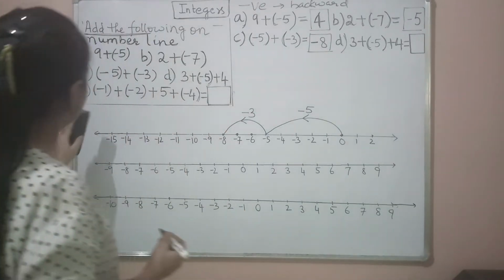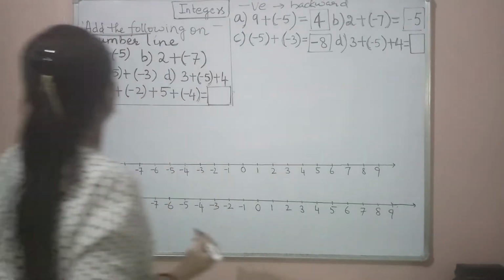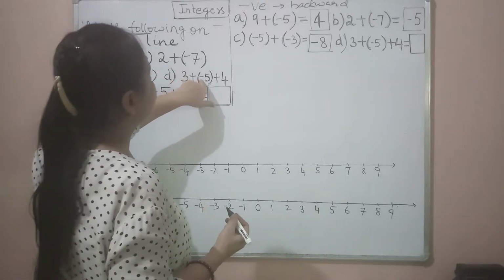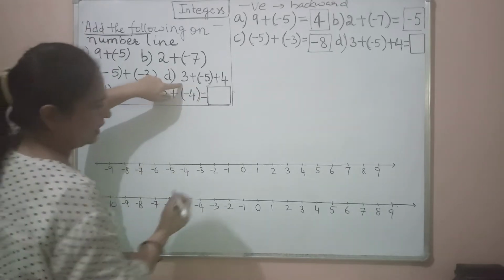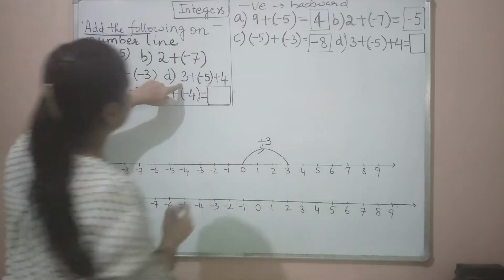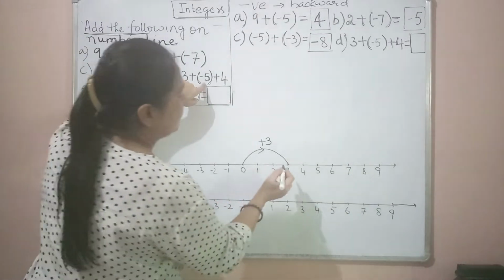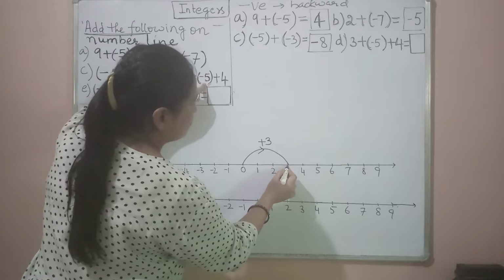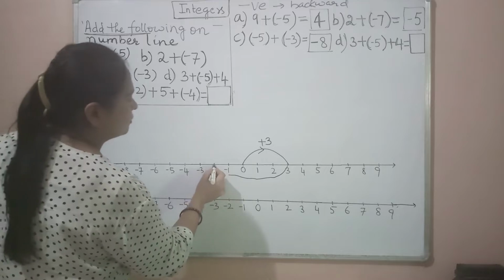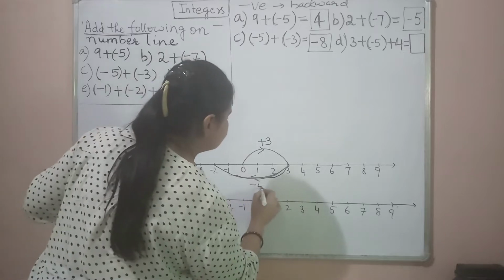Now let us do the next one, D part. D part is 3 plus minus 5. That means the first is 3. 3 means you have to reach 3 steps forward. This is plus 3. Then minus 5. Adding minus 5 to it means going in the backward direction. Backward direction means 1, 2, 3, 4 and 5. So we moved in the backward direction, which is minus 5.